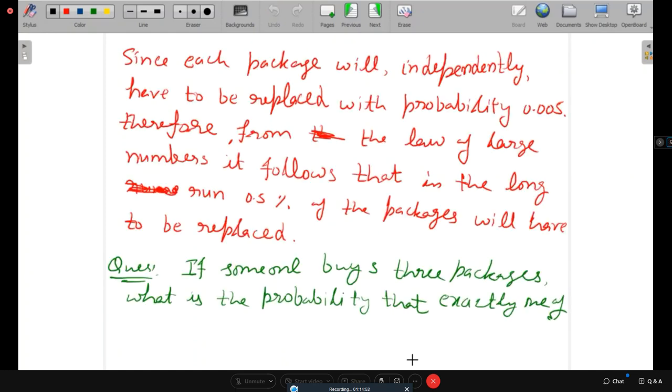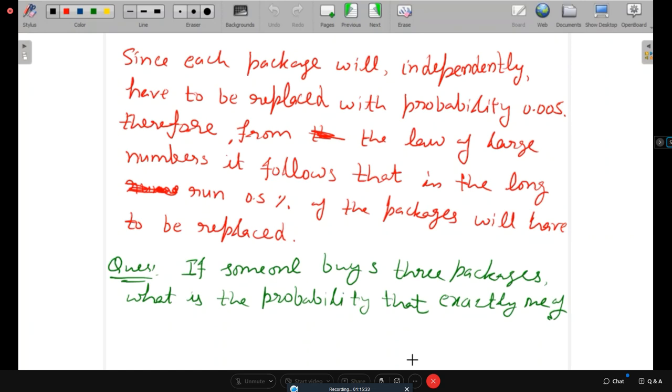What is written here is the law of large numbers. It follows that in the long run 0.5% of the packages will have to be replaced. This is very easy to follow. Each package will either be returned or not returned. It will be returned with probability 0.005 and not returned with probability 0.995.